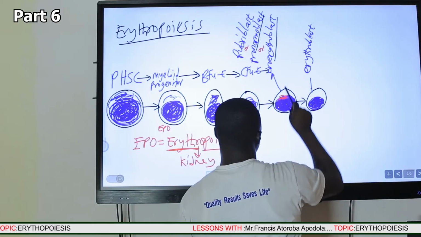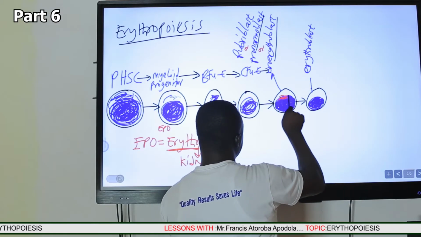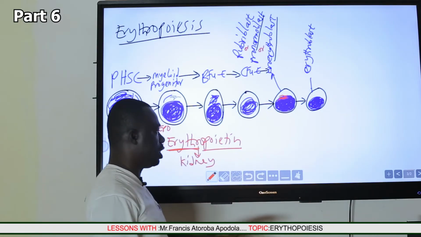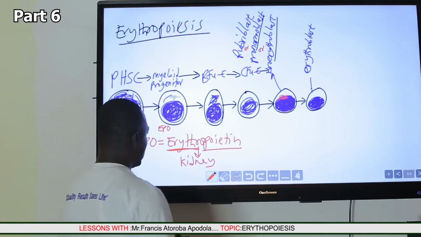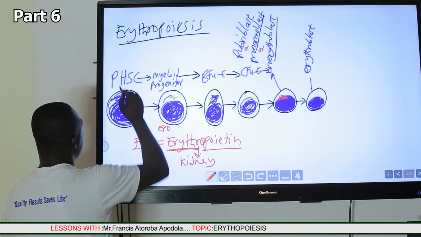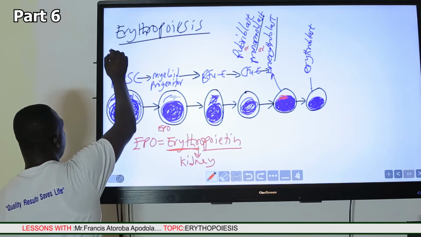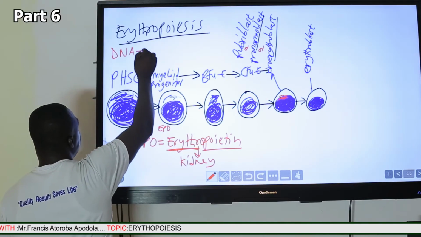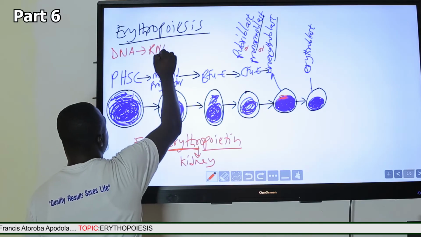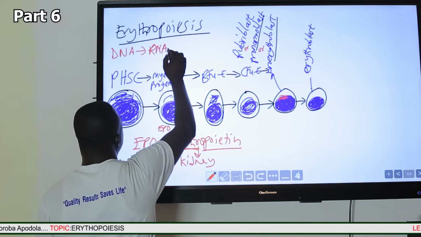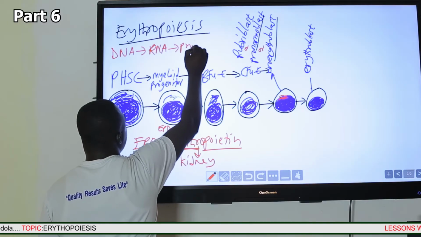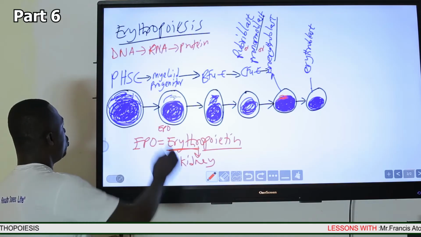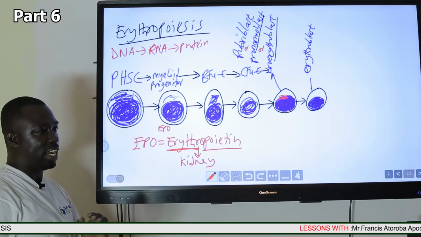So this proerythroblast, whose nucleus contains the DNA or genes that will code for the production of what? Proteins. Remember, in the central dogma of molecular biology, the flow of information is usually from DNA to RNA, and then from RNA to proteins. Remember that our hemoglobin molecules are proteins in nature. And so this flow of information will technically happen.